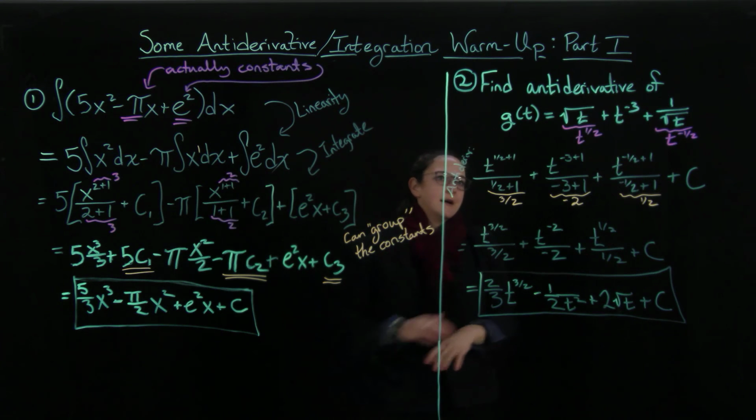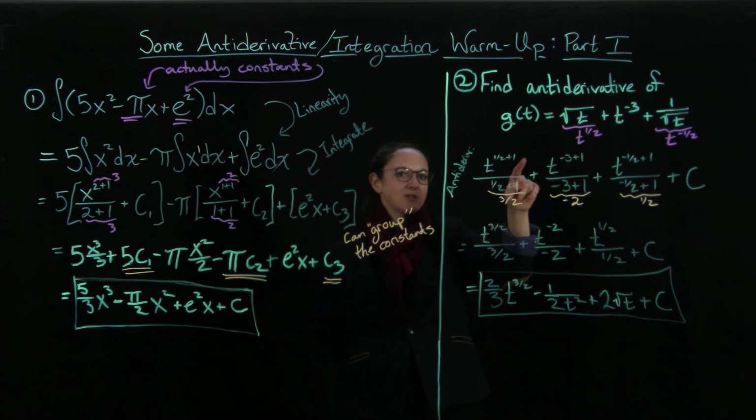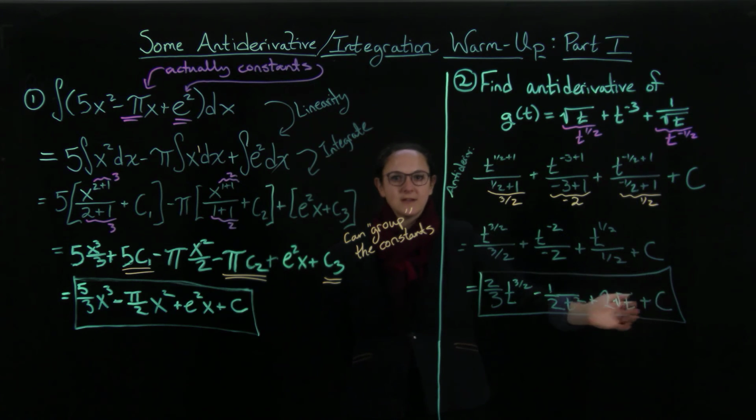Okay. And then we just do the same thing where we're integrating and not differentiating. So we add 1 to the power, and then we divide by that power plus 1. And we do that all the way through, and we don't forget our c.